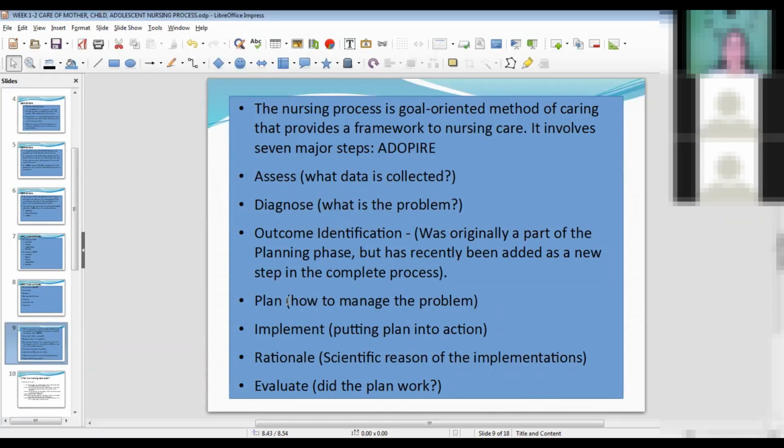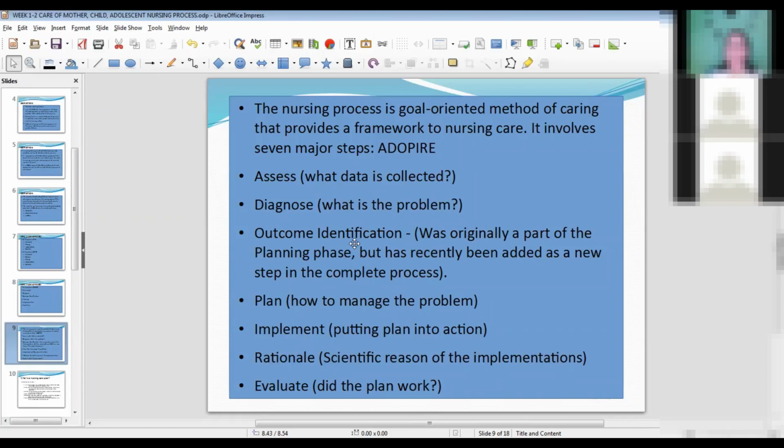Now let's go to planning. Planning naman, we follow the SMART format. So what is SMART? S stands for specific, M measurable, A attainable, R realistic, and T time framed or time bounded.